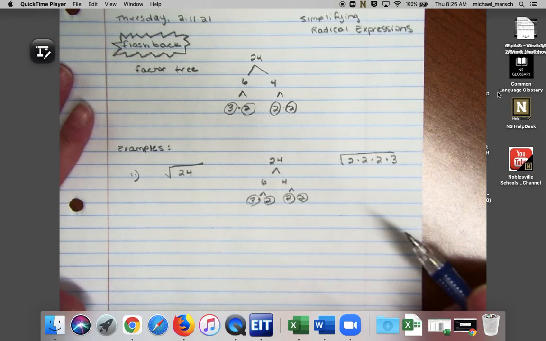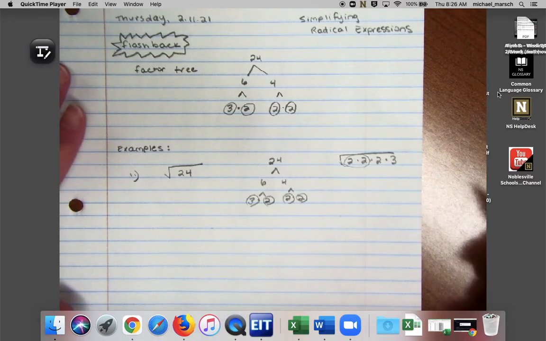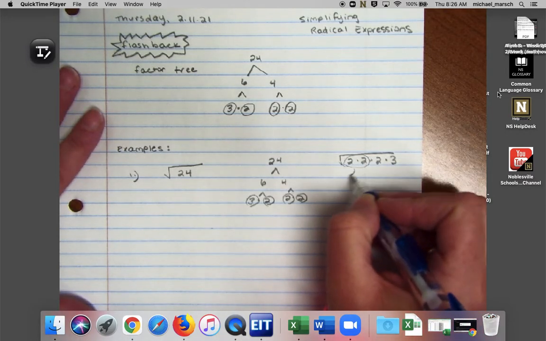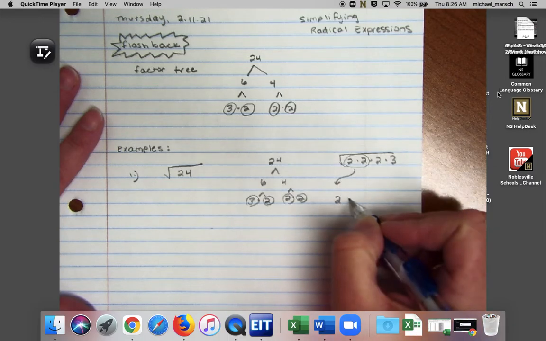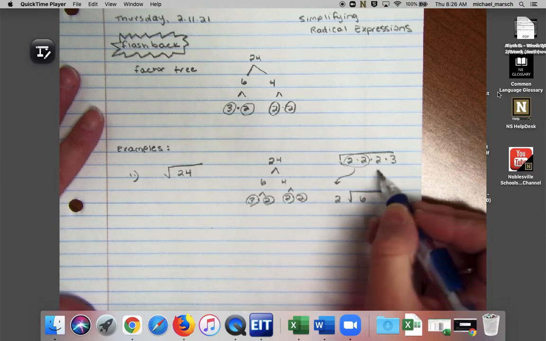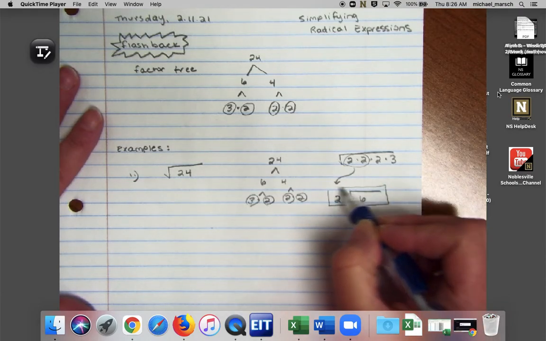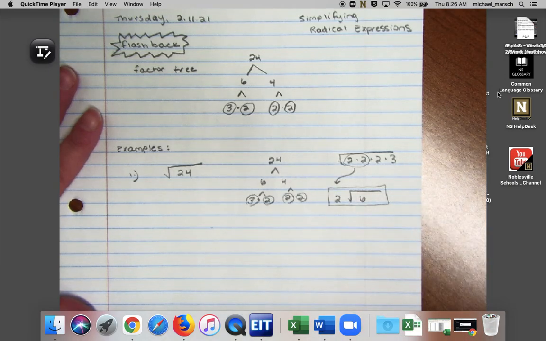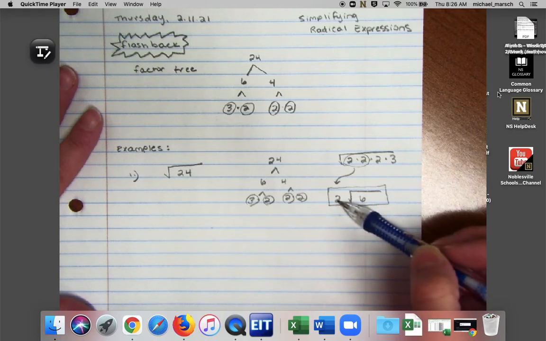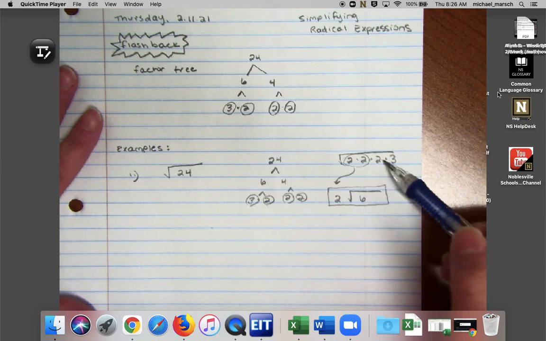So what I'm looking for are pairs. 2 times 2 gives me 4, that's a pair of numbers. That can come out, just one of the 2s, and then I have to keep this 2 times 3 under here, change that to 6, and this is my simplifying of my radical expression. By taking this pair of 2s out, I have this 2 out here, and I have the 2 times 3 underneath because they don't have a buddy.